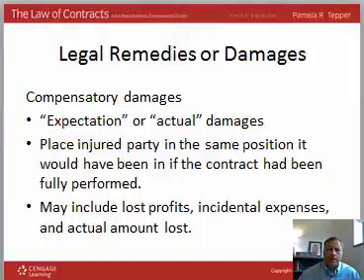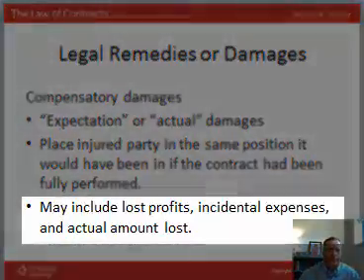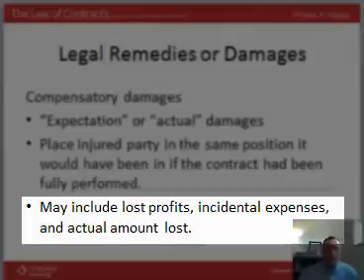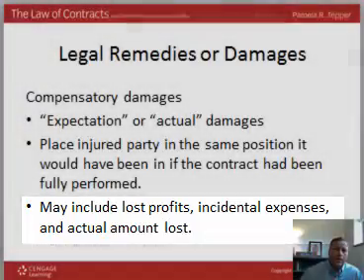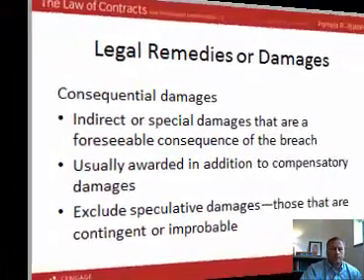So therefore, it's not just the actual money loss, but it's also anything that is foreseeable and probable as a result of the breach of a contract. So the natural and proximate consequences of the acts of the non-performing party should be reasonably foreseen and predictable. So that means that if a party to a contract expected profits based on the performance of the contractual obligations, the injured party may be able to sue for lost profits or things like incidental expenses or the actual amount they lost under the contract itself.